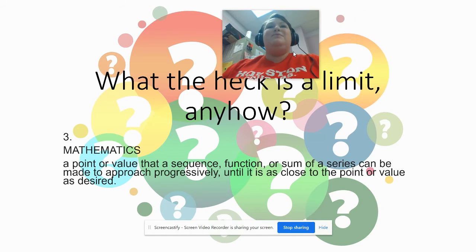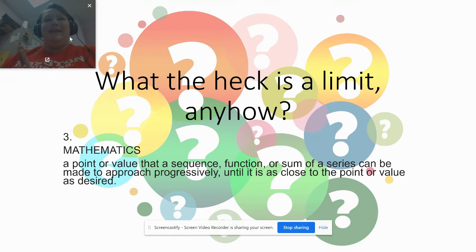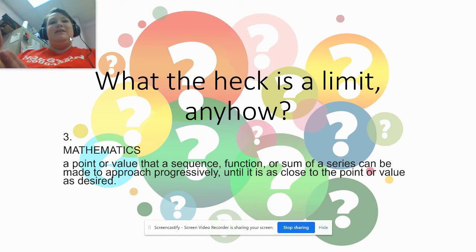Okay, so what the heck is a limit anyhow? The mathematical definition that I pulled directly off the internet: it's a point or value that a sequence, function, or sum of a series can be made to approach progressively until it is close to the point or value as desired. Whole bunch of mumbo jumbo, especially because we're not dealing with sequences or series in AB. We just care about those functions.